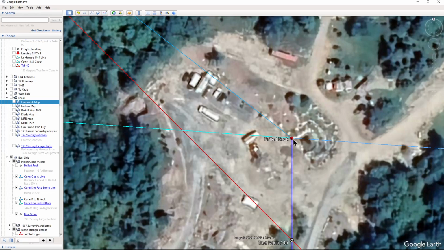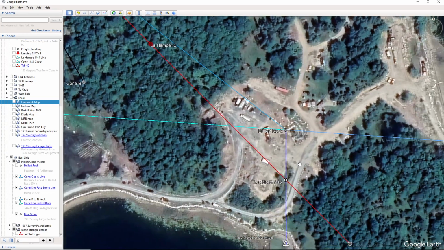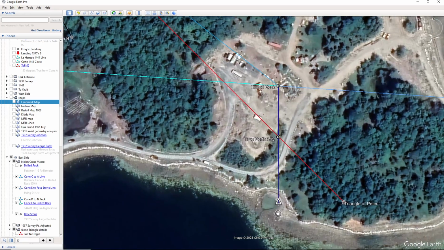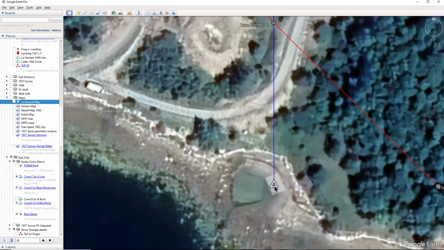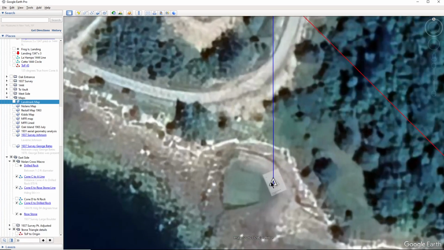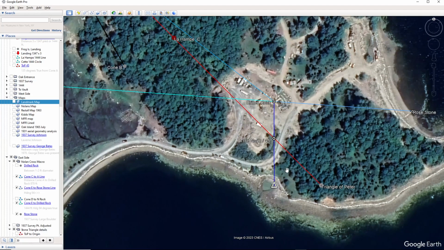Now, the drilled rock was a rock that was straight due north from the stone triangle. And here's the stone triangle right here. Now, this location is based off of two 1937 survey overlays, Robert Restall's survey and the 1931 aerial. I'm very confident of this location.